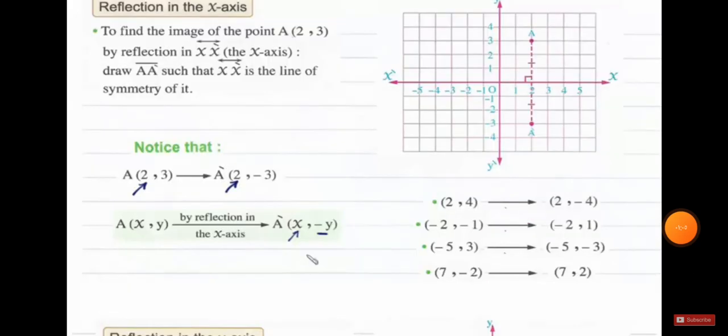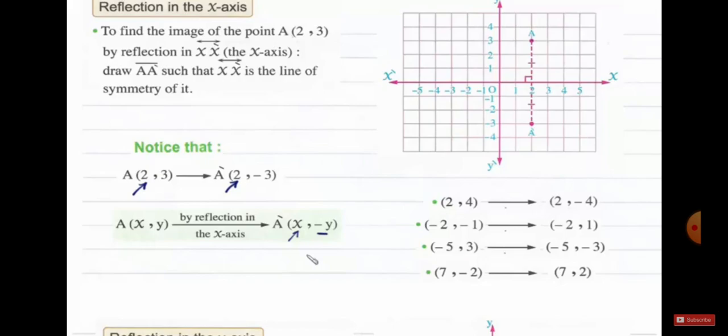As we see, point A is (2, 3). If we want to make a reflection in the x-axis, we have to change the sign of y. So when we reflect in the x-axis, we change the sign of y. As A equals (2, 3), the reflection in the x-axis gives A dash equals (2, negative 3). This is the reflection in the x-axis.